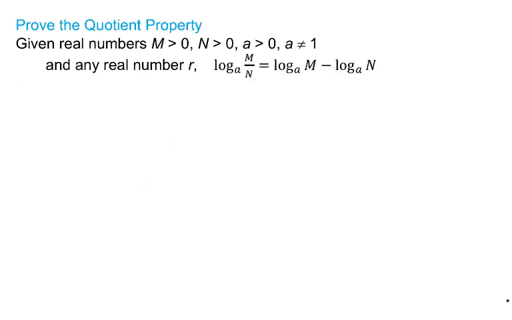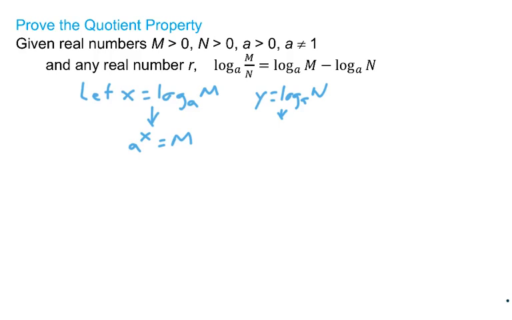What about the quotient property? This is basically saying that the logarithm of a quotient splits up into a difference of logarithms. I'm going to prove this much the same way. I'm going to let, again, x equal logarithm base a of m. And again, then the base to the exponent is equal to the number, so it translates into exponential form like that. Also, y equal log base a of n, and that will translate into a to the y equal n.